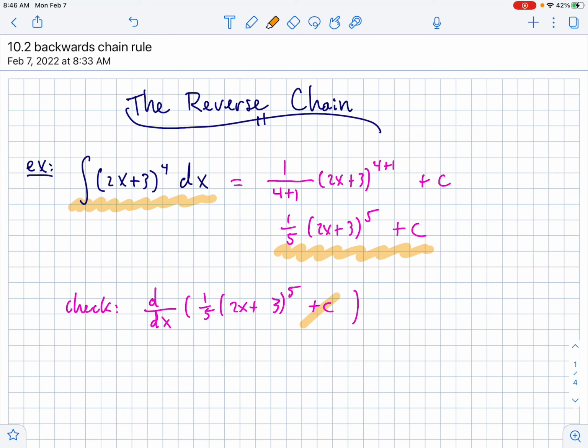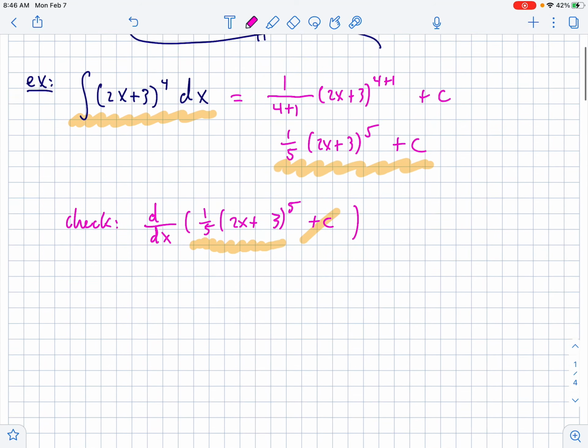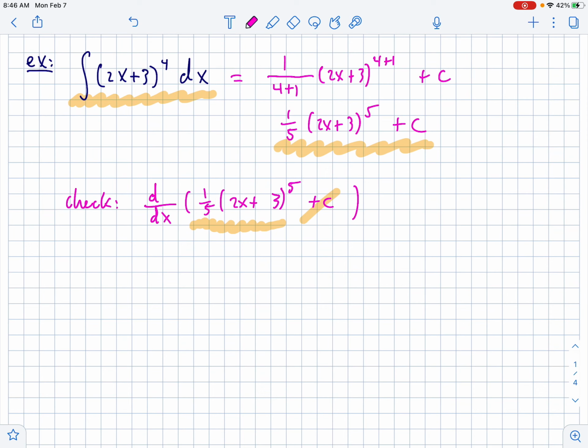Now the plus c part, when we take the derivative of it, will just go away. So we really just have to focus on the derivative of this right here. That's a chain rule, which says you take the derivative of the outside with the inside untouched, and then times the derivative of the inside. So the derivative of the outside would be taking the 5 out front and dropping the power down by 1. So we get 1/5 times 5 times (2x plus 3), and then 5 minus 1 is 4. And then we have to do times the derivative of the inside, so we get 2.